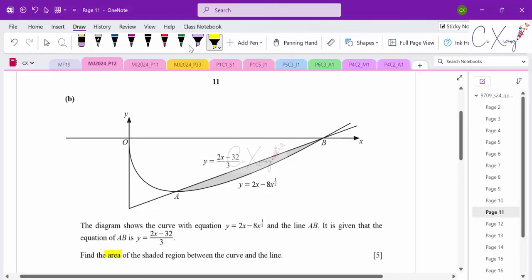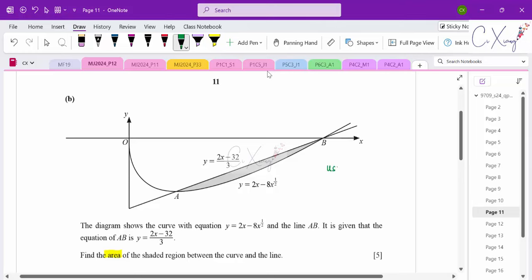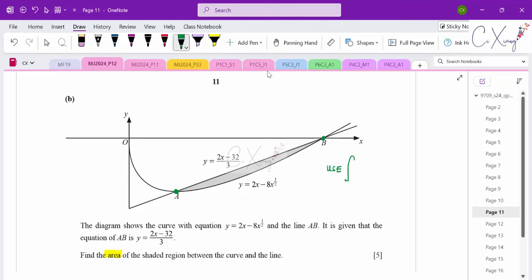When you want to find the area bounded by the curve and the line, we have to use integration. The limit for the integration will be the intersection point of the curve and also the line. So the intersection point, I got it already. I got the coordinate for A just now. I also got the coordinate for the B just now.